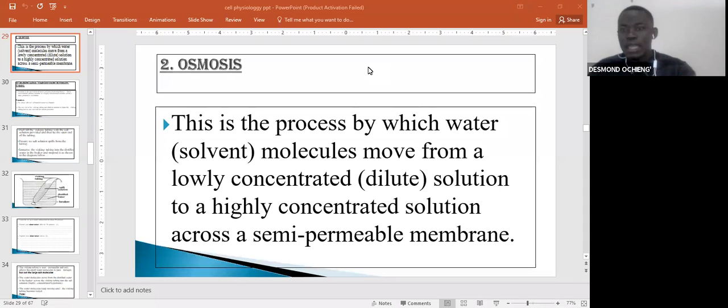So when we say a dilute solution, it is that solution which has very few particles of the solute and more of the solvent molecules. And when we talk about a concentrated solution, it is that solution which has very little solvent and more of the solute molecules. Now, I hope we are together up to that point. So we can proceed and look at my next slide here.